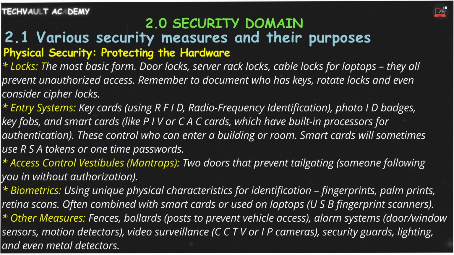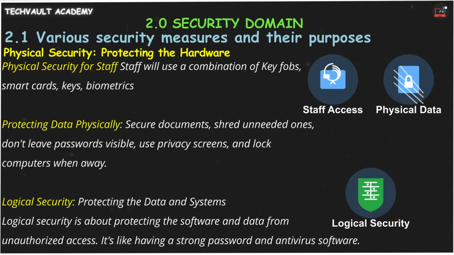Access control vestibules, or man-traps: two doors that prevent tailgating, someone following you in without authorization. Biometrics, using unique physical characteristics for identification: fingerprints, palm prints, retina scans, often combined with smart cards or used on laptops. USB fingerprint scanners. Other measures: fences, bollards, posts to prevent vehicle access. Alarm systems, door and window sensors, motion detectors. Video surveillance, CCTV or IP cameras. Security guards, lighting, and even metal detectors. Physical security for staff will use a combination of key fobs, smart cards, keys, and biometrics. Protecting data physically: secure documents, shred unneeded ones, don't leave passwords visible, use privacy screens, and lock computers when away.